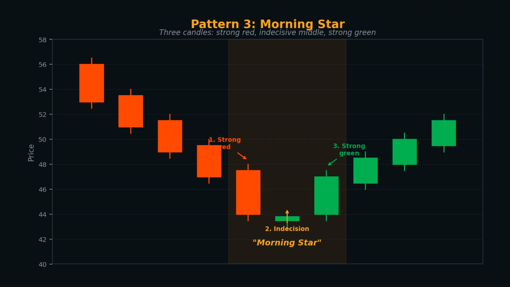Then comes candle 3, a strong green candle that closes well into the body of candle 1. The buyers have arrived, and they mean business. The morning star gets its name because it appears just before the sunrise. In this case, the sunrise is the reversal to the upside: strong red, indecisive middle, strong green. That 3-act structure, conviction, hesitation, new conviction in the opposite direction, is what makes this pattern so powerful.